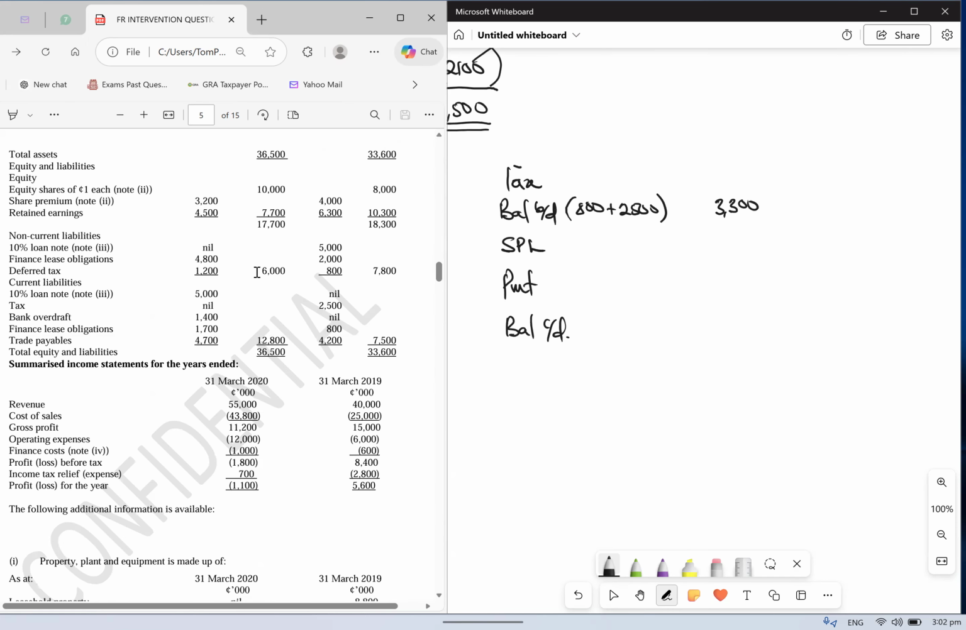If it is in brackets, relief. They say it's an expense. This is it. And please, you are looking at only the current year P&L. Don't look at last year, current year. And I see 700. The 700 is a positive. So it's a tax asset.